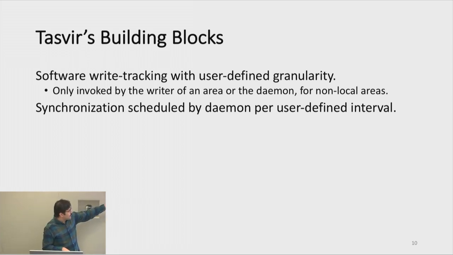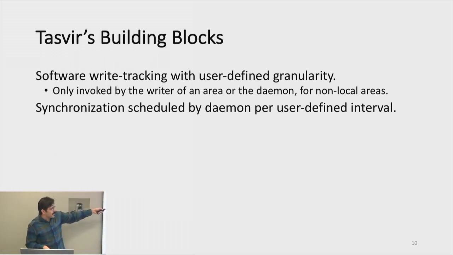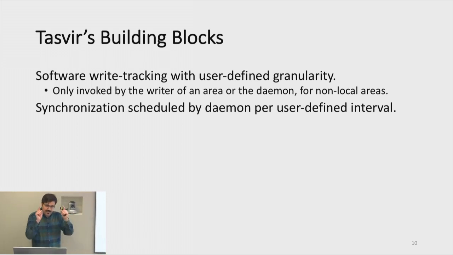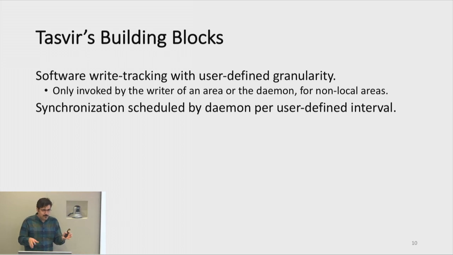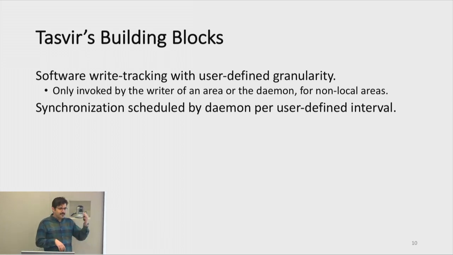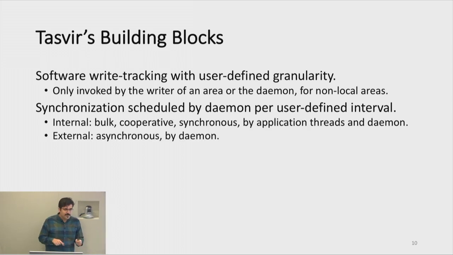This is invoked by applications, and in a specific case by the daemon. Synchronization, now the main part, is scheduled by a daemon. We have a daemon running on each machine. This is per user-defined interval. There's an internal synchronization and an external synchronization. And the user defines, for example, internal synchronization every 5 milliseconds, and external one every 20 milliseconds.